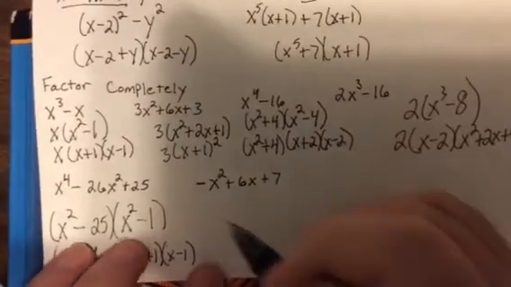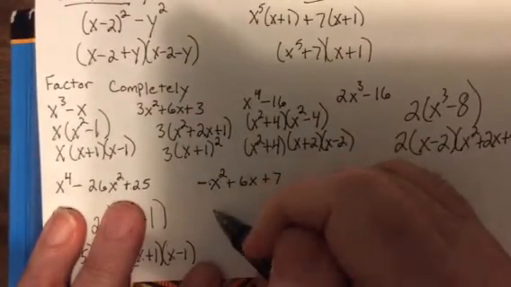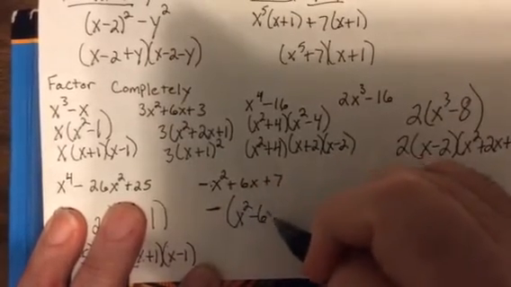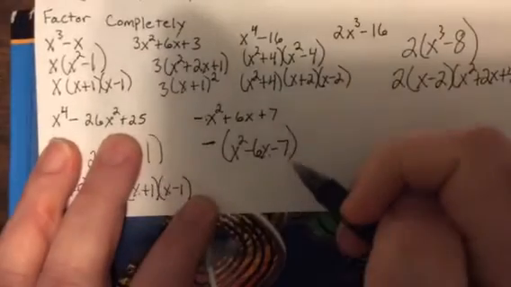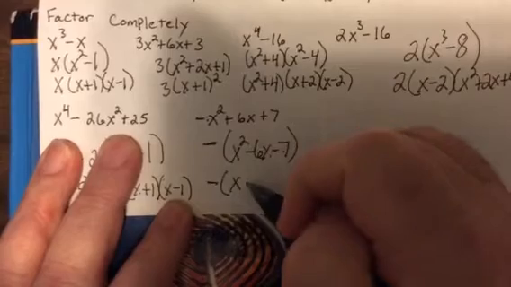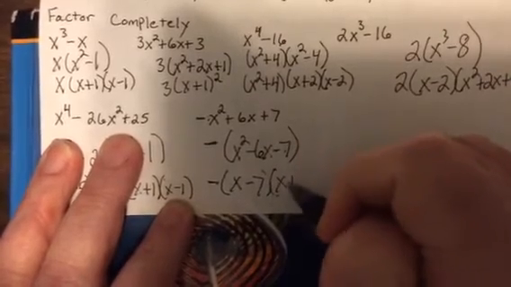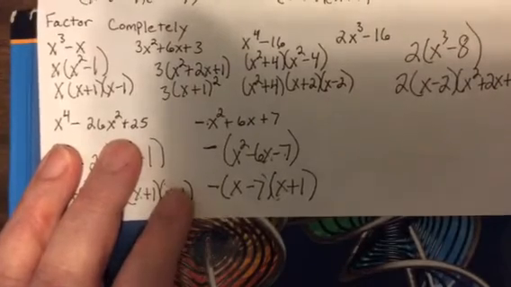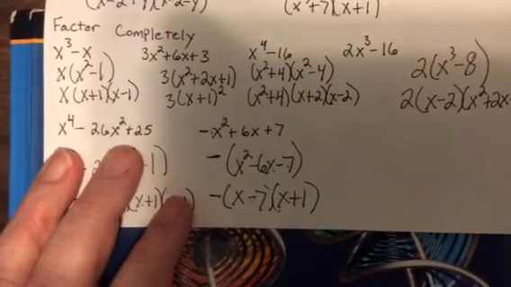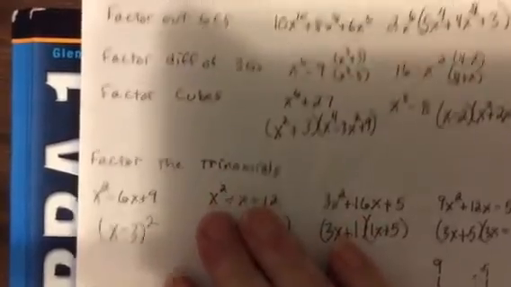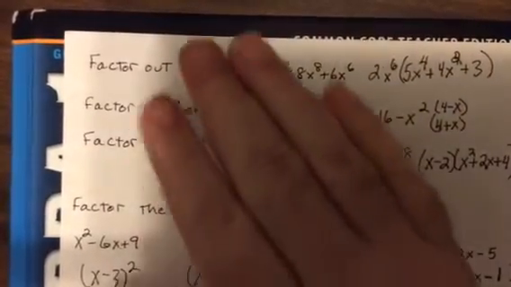Now, most books recommend have the first coefficient be positive, so I would factor out a negative 1. Then what are the factors of 7 that subtract to give you 6? That'd be x minus 7, x plus 1. Now, did I give you every problem that can appear? No, because I don't want to make a 150-hour video. But I've given you every type: factor completely, four terms, trinomials, cubes, difference of squares, GCF.